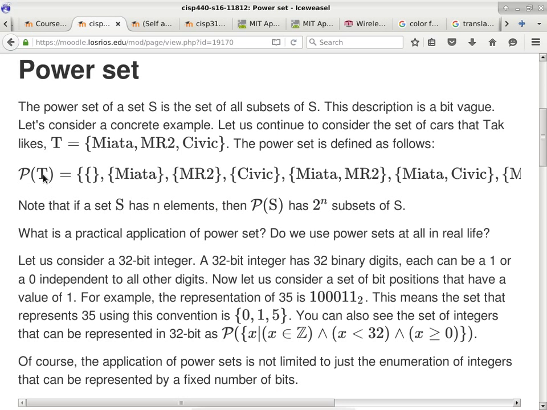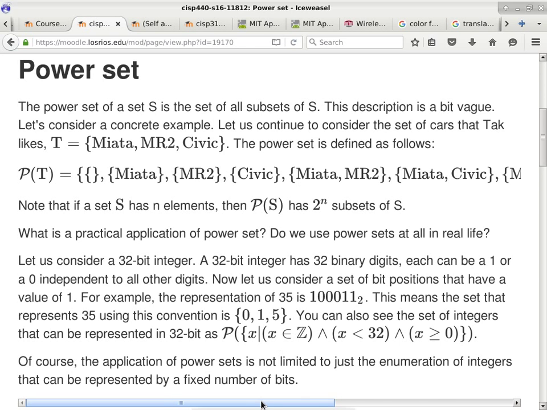So within this set, the first thing people notice is, can we really have that? In other words, can we have the empty set itself as an element of another set? Well, there's no reason why you cannot. An empty set by itself can be an element of another set. There's nothing wrong with that. And then we have the three subsets that only have one single element. Miata is an element of the original set T, so a set of only Miata is a subset of T. Same thing with MR2 and Civic.